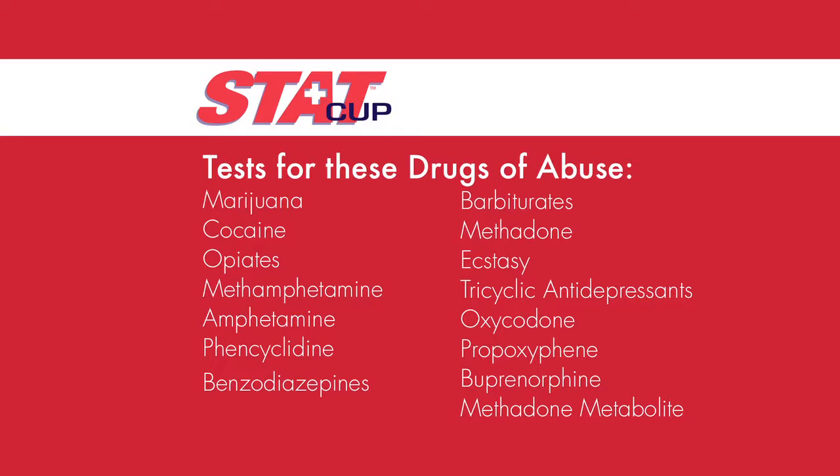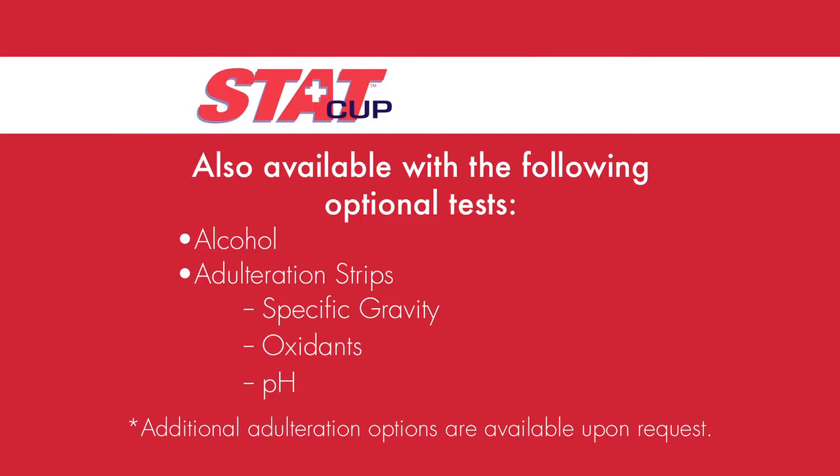StatCup offers the broadest range of drug and alcohol testing available in an on-site urine testing device. The StatCup is also available with the following optional tests: alcohol and adulteration strips, which indicate for specific gravity, oxidants, and pH. Additional adulteration options are available upon request.